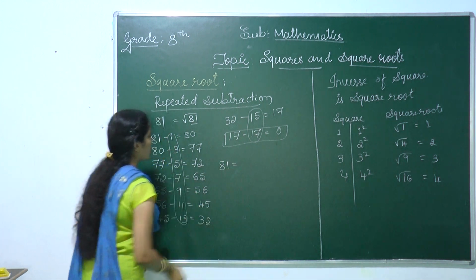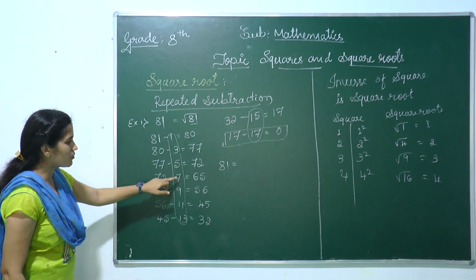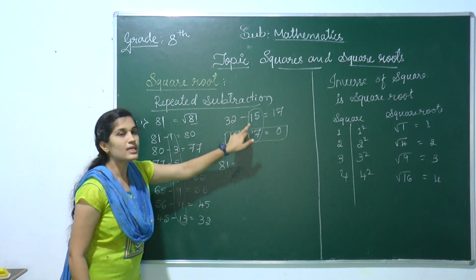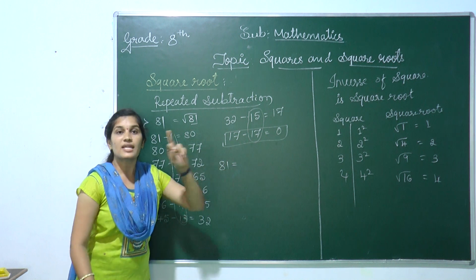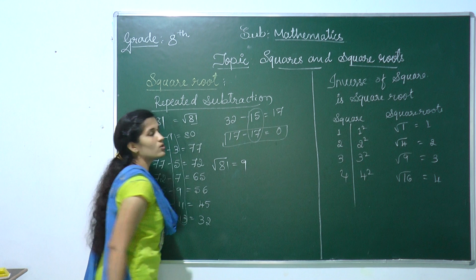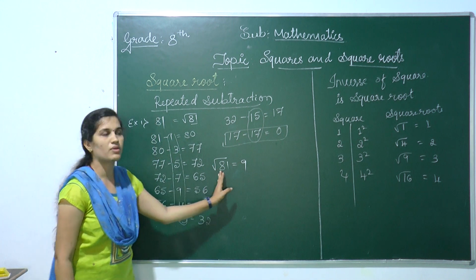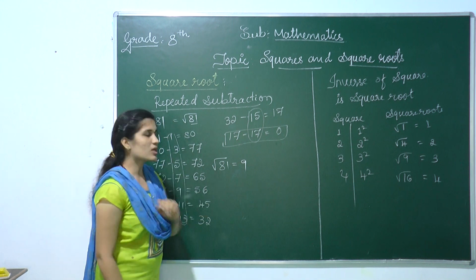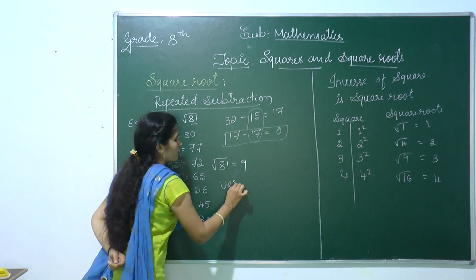Root 81 is equal to how many numbers we have taken? 1, 2, 3, 4, 5, 6, 7, 8, 9. We have gone through 9 repeated subtractions. So root 81 is equal to 9. It means the square root of 81 is 9. You can check it in your verification.